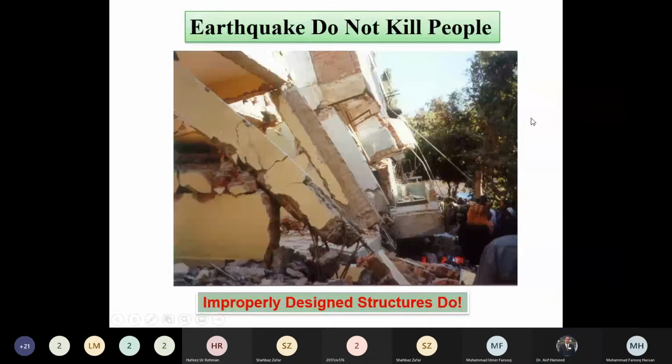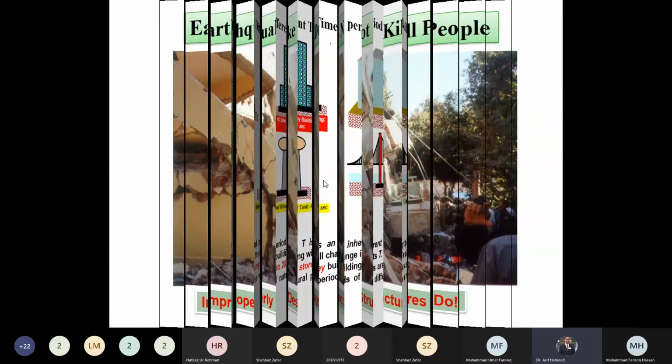Look here. Earthquakes do not kill people. Improperly designed structures do. Because disaster is the function of hazard and the vulnerability. Earthquake is not in our control, but we can design the structures in such a way that they cannot cause damage to life. So they should not fail, they should not fail in a brittle manner, they should not collapse, so that the earthquake does not kill the people. Improperly designed structures kill the people.